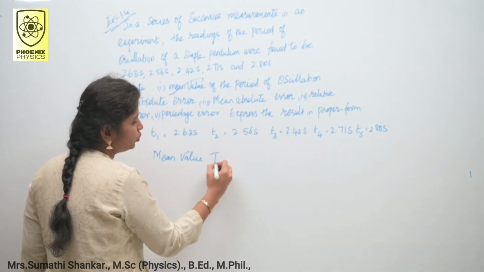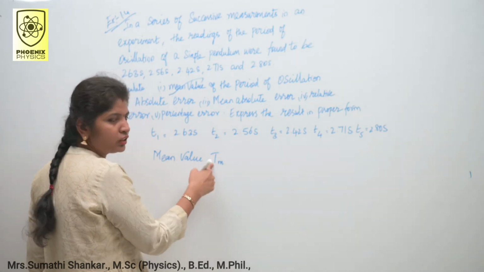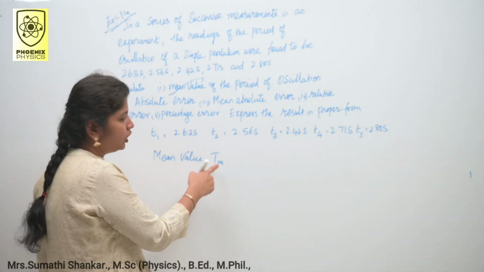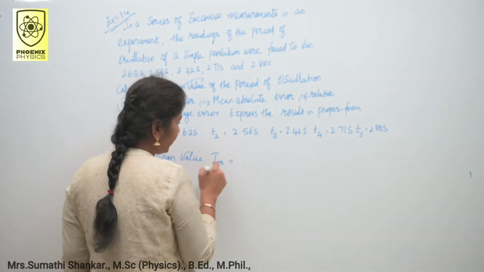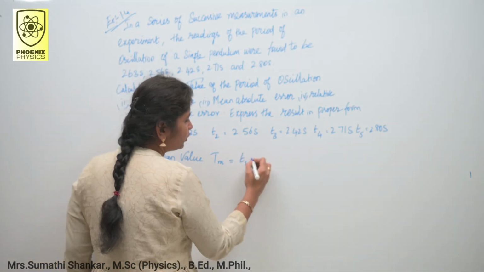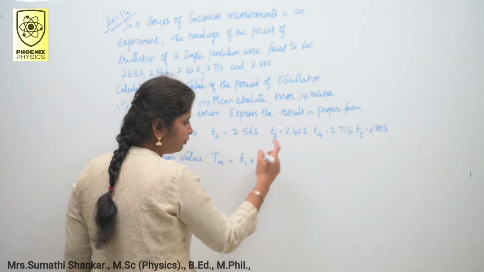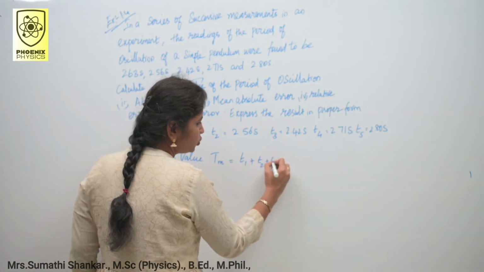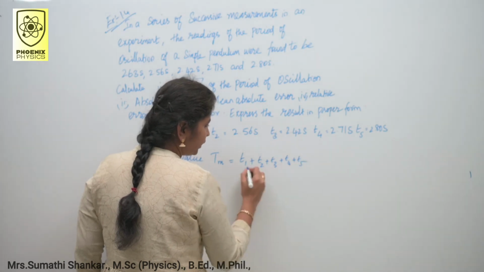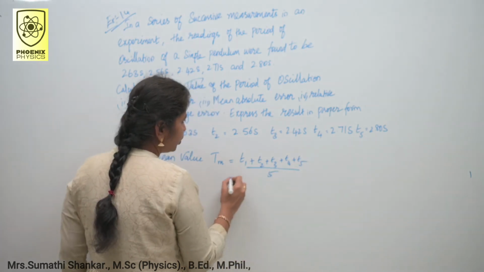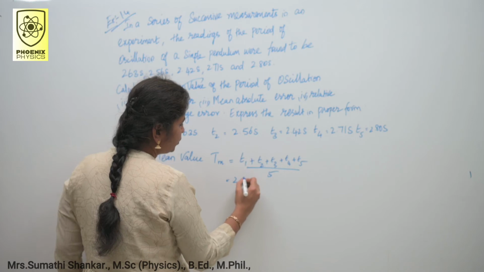Say the mean value is Tm. Why am I using T? T is for time period. So Tm is our mean value. How do you find out Tm? Simply add all the given values, T1 plus T2 plus T3 plus T4 plus T5, divided by 5.